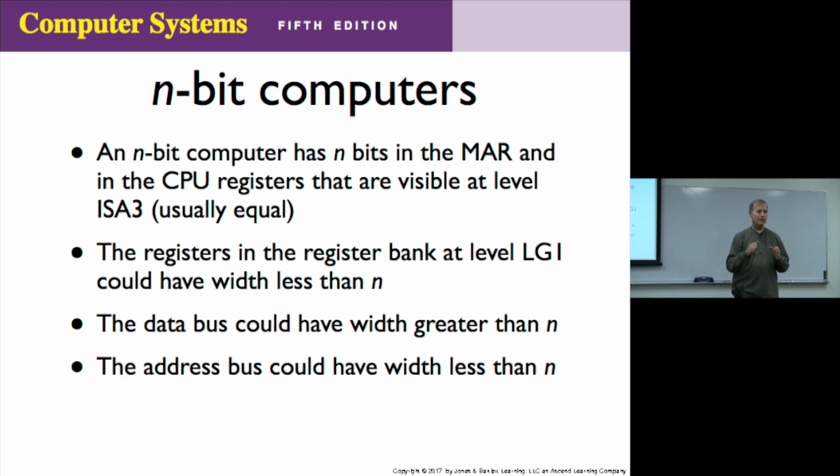So now what would a 32-bit computer have? The MAR would be how many bits? A 32-bit computer would have how many bits in the MAR? 32. So it could access 2 to the 32. Now how much is 2 to the 32?